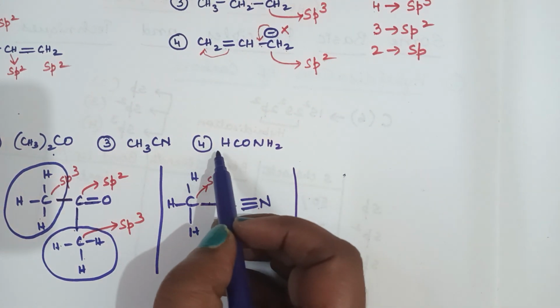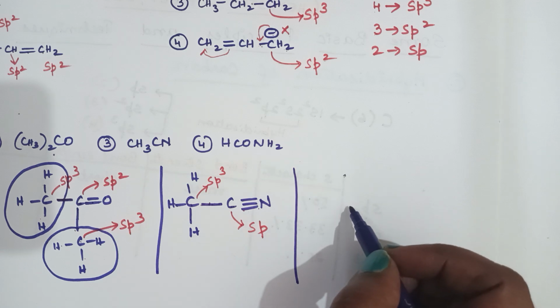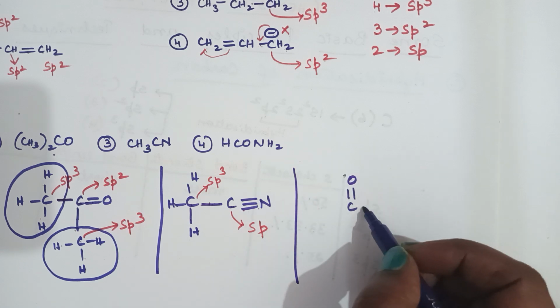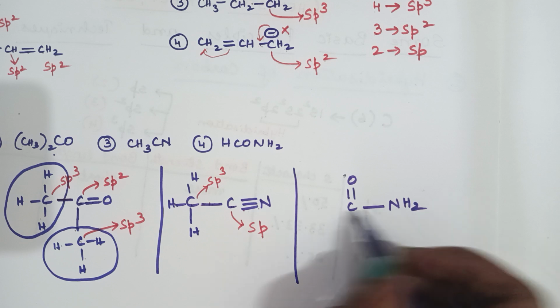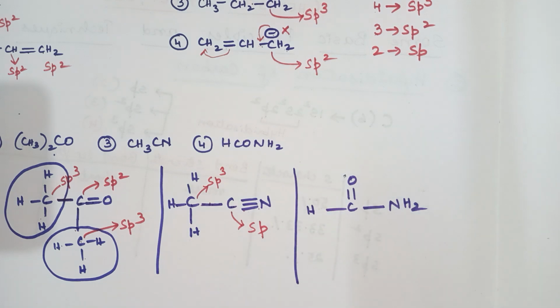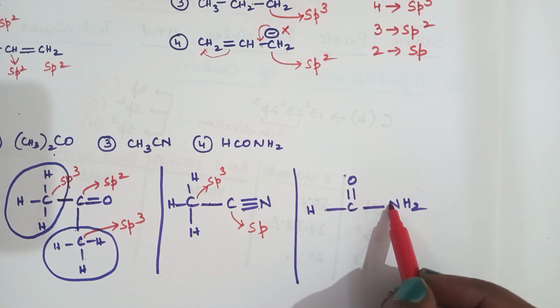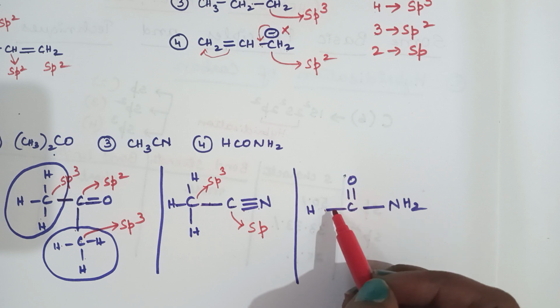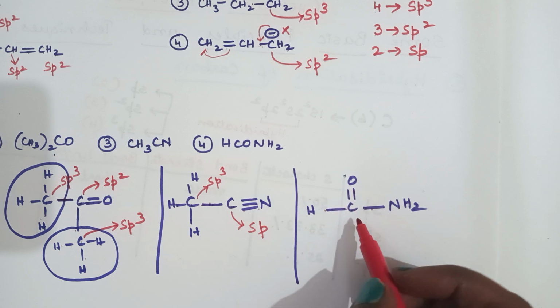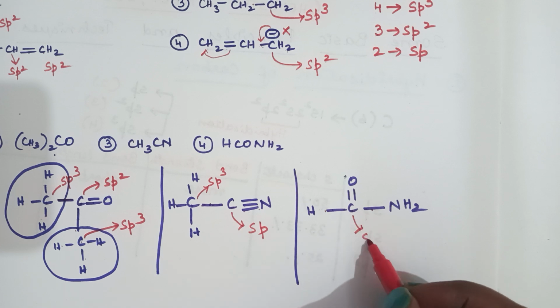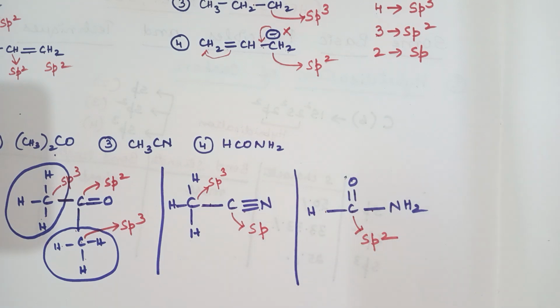Next, last example, CONH2 and then H. So we have to find the hybridization of this carbon. So 1 sigma bond, 2 sigma bonds and 3 sigma bonds. If 3 sigma bonds are present, it will be sp2 hybridization. So this carbon will be showing sp2 hybridization.